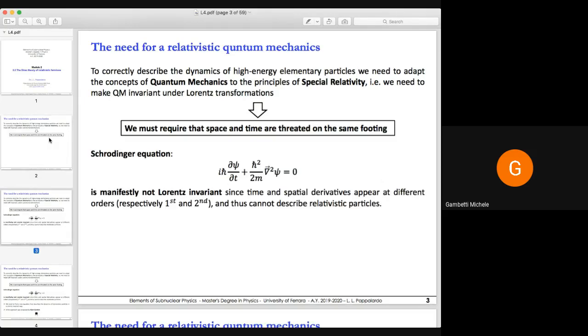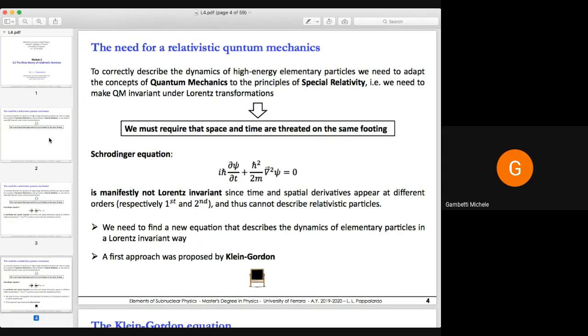Now, let's start as an example from the Schrödinger equation. The Schrödinger equation, as you can immediately see, is not Lorentz invariant because the time and the spatial derivatives appear at different order. We have a first derivative in time, but a second derivative in spatial coordinates. And therefore, it cannot describe relativistic particles. So we need to modify the Schrödinger equation to accommodate it with special relativity.